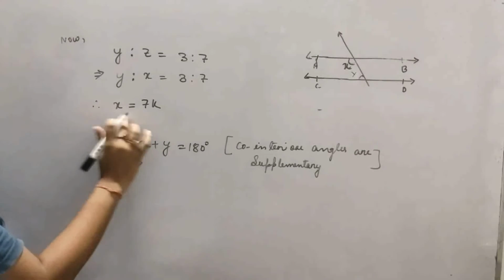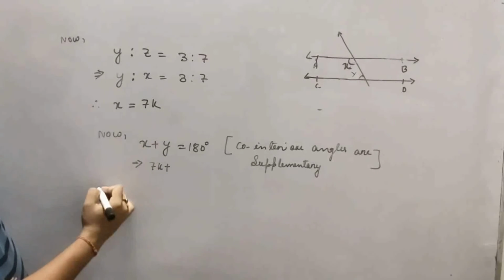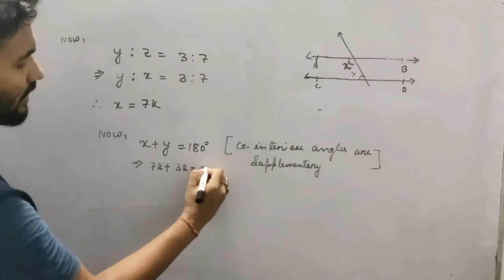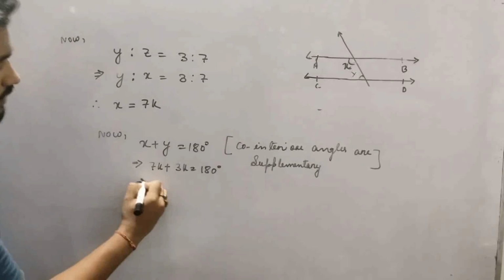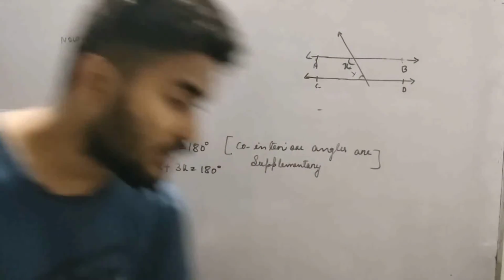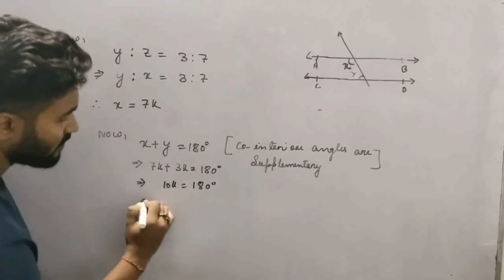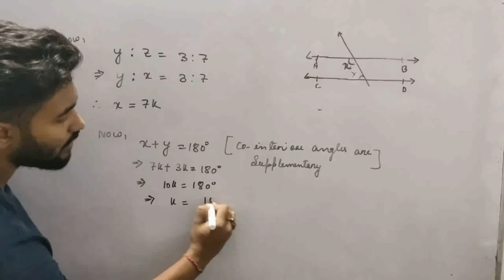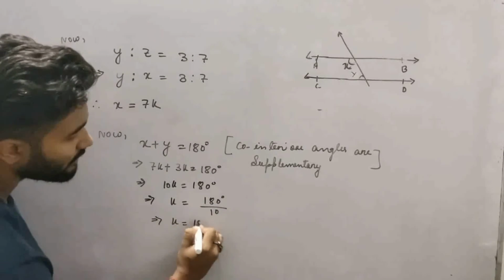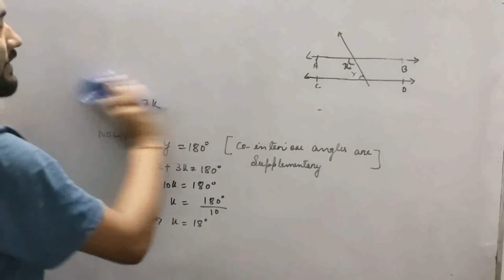So which implies, what is the value of x? The value of x is 7k. What is the value of y? The value of y was 3k, isn't it? Sum 180 degree. So what is 7k plus 3k? 7k plus 3k is 10k, right? So 10k is equal to 180 degree, which implies k will be equal to 180 degree by 10, which implies k is equal to 18 degree.